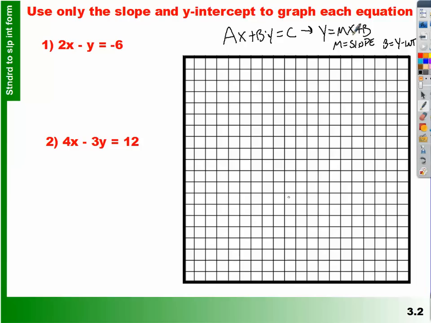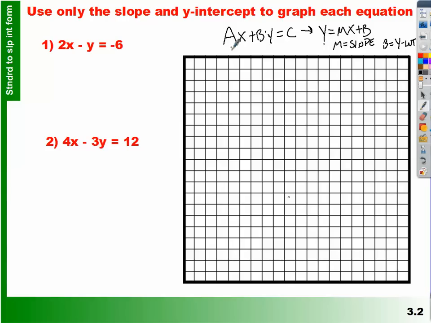And b is the y-intercept. Now, you'll notice that the difference between standard form and slope-intercept form is this. Standard form has both variables on one side of the equation, and the number is by itself. In slope-intercept form, the y is by itself. Now, you'll also remember that in standard form you can't have fractions or decimals, and a must be positive.